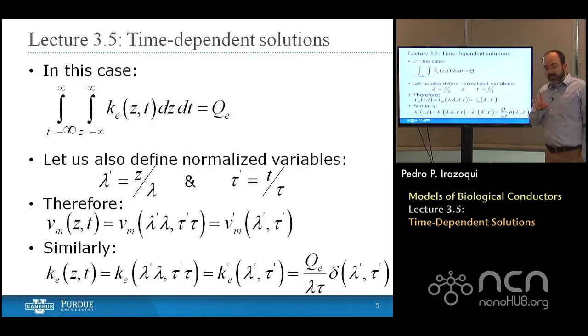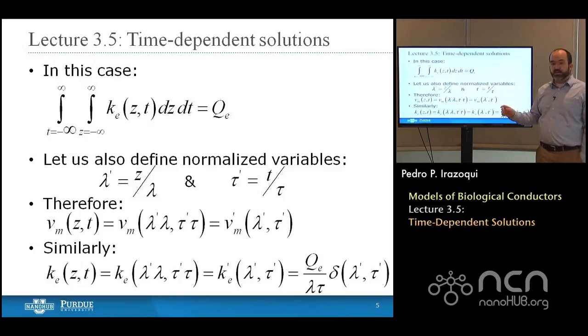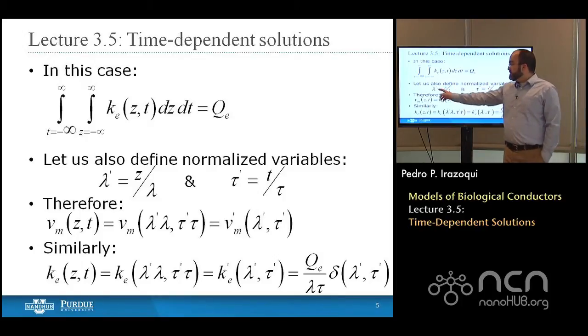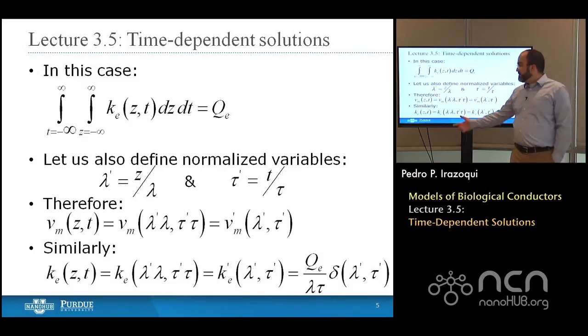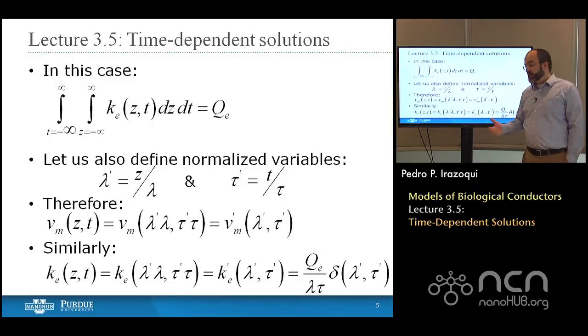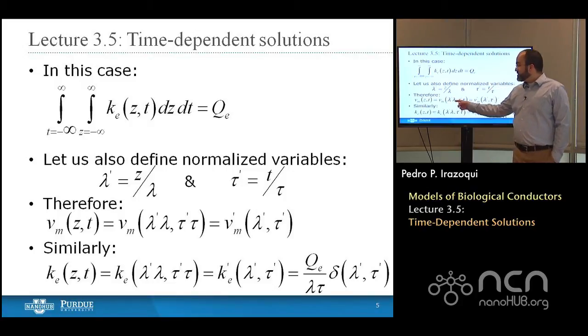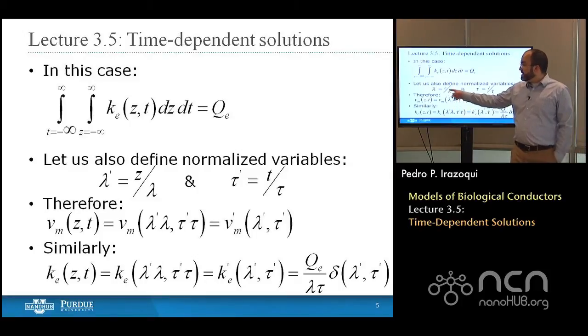Let us also define normalized variables. So we've talked about lambda, the space constant, we've talked about tau, the time constant. Let's normalize distance and time with those constants so that lambda prime will be equal to z over lambda and tau prime will be equal to t over tau. And if we do that, then the membrane voltage, which is a function of z and t, can be described as the membrane voltage as a function of lambda prime lambda and tau prime tau, because lambda prime lambda is z over lambda times lambda, which is just z.